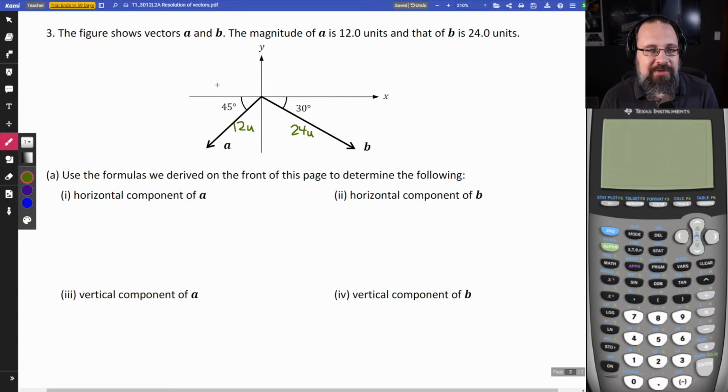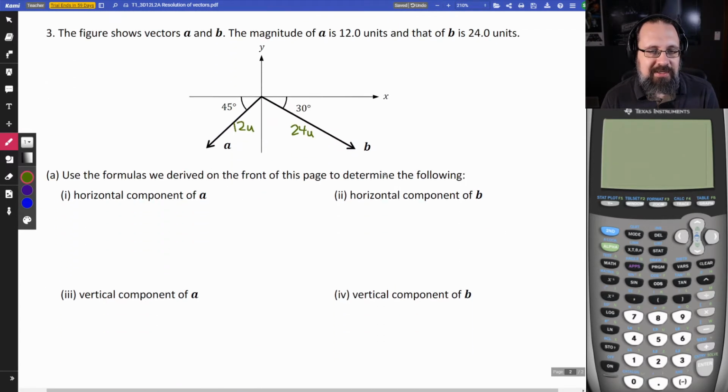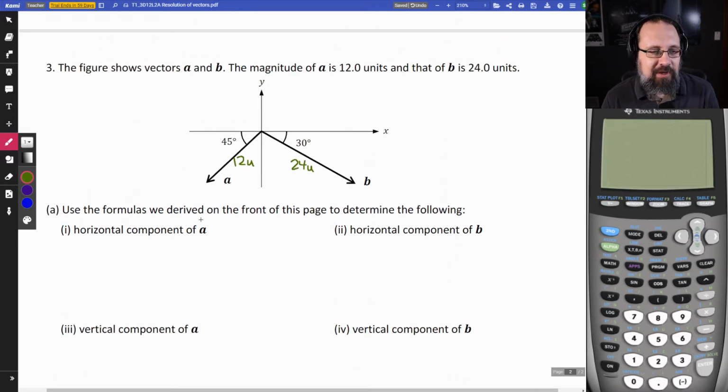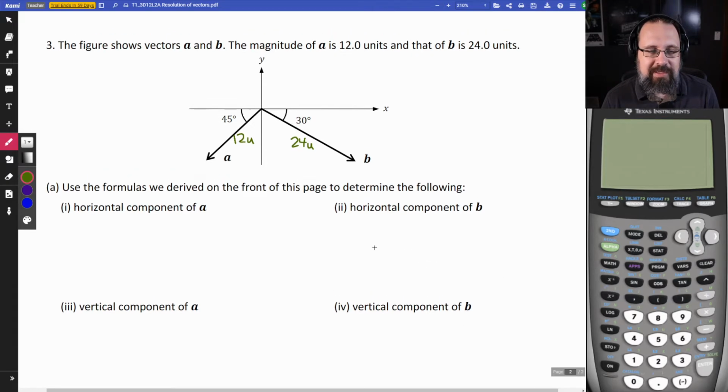All right, so what we're going to do is try to use the formulas that we derived to determine the following: the horizontal component of A and the horizontal component of B, the vertical component of A and the vertical component of B. All right, so let's go ahead and do that. So what I'll do is I'll calculate the horizontal of A and the vertical of A, and then I'll pause the video and have you calculate the horizontal of B and the vertical of B. All right, let's do this.